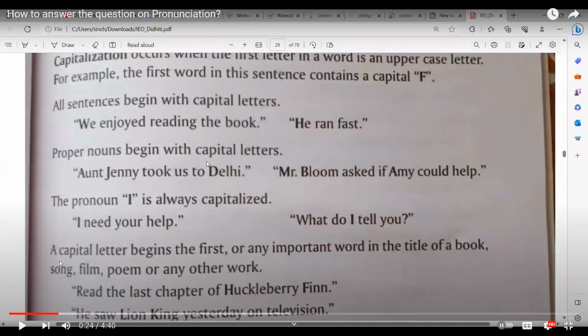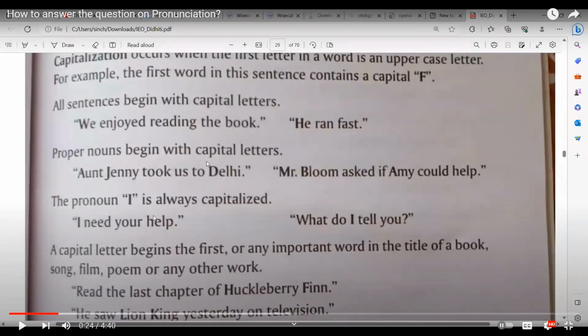Very good. So what happened? All sentences begin with capital letters, like I told you. What next? The proper nouns also begin with capital letters. Then, Ashmita, can you read the third line, the pronoun?